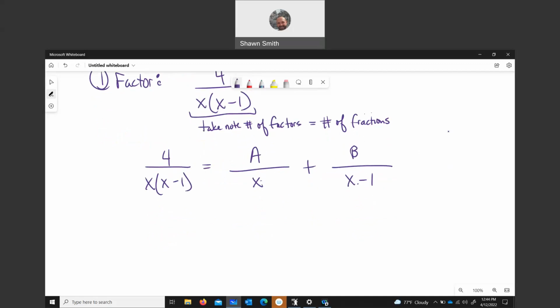So next step is to multiply both sides, like we just did with the simple 5/8 problem, by the LCD. In this case, our LCD is x times x minus 1.